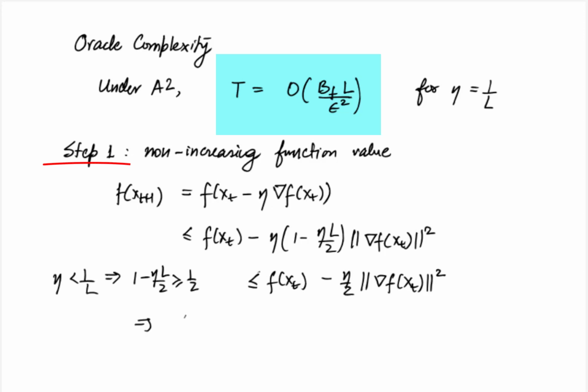So we see that convex or not, the sequence f of x_t is always a non-increasing one. And in fact, it is strictly decreasing unless gradient f of x_t is equal to 0, which only happens at the stationary point. So if you are at an arbitrary point, then the function value should always decrease till you reach a point where the gradient is actually 0. So let us keep this inequality in mind for now.